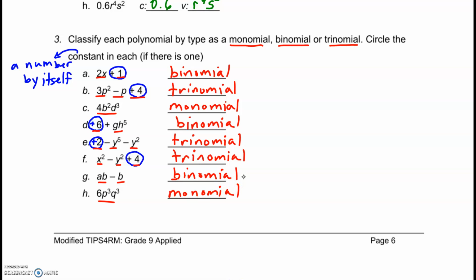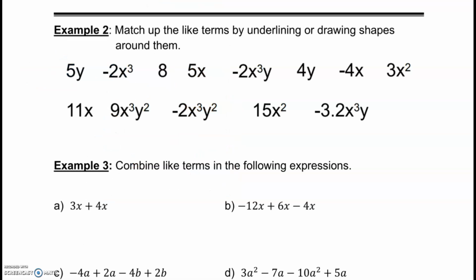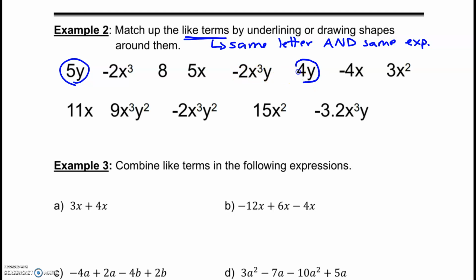All right, let's go to the next page. And on this page, it says to match up the like terms by underlining or drawing shapes around them. So we need to remember that like terms have same letter and they have to have same exponent. Okay, those are like terms. So I'm going to go ahead and circle 5y, and I'm looking for another term that has a y. So as I go across, oh, here we are, 4y. So this has a y, I'll circle that.